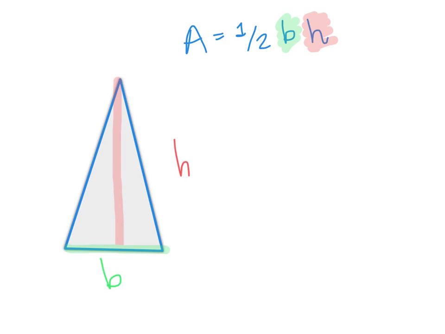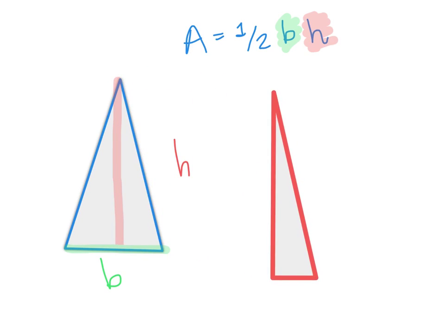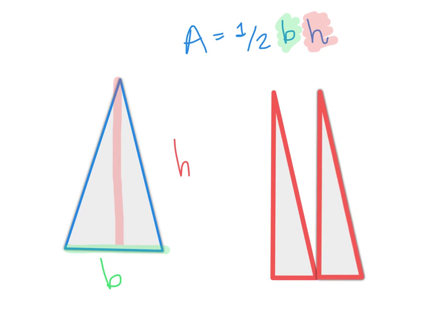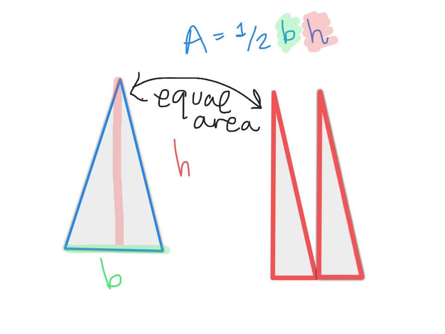Okay, so just to show, if we were to slice this triangle right in half, we would get a new shape. And then let's go ahead and move that over here. Okay, so now we have 1/2 of the triangle. So let's go ahead and copy that. So now if we put these two triangles together, it's actually equal to the area of our triangle over here on the left. So these two things are equal.